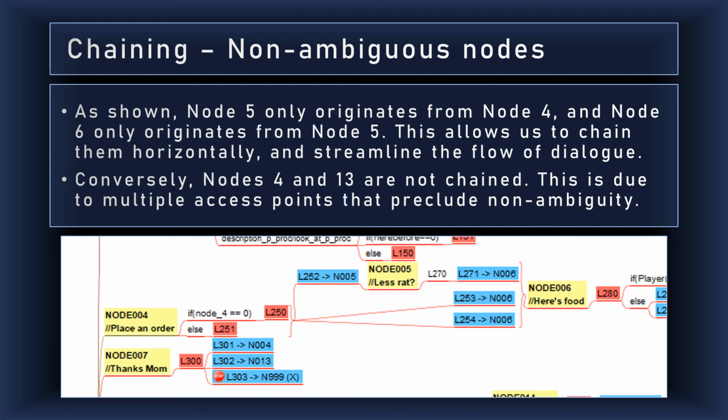Conversely, as we see here, node 4 has to start from the root, meaning that it is not non-ambiguous. It is going to have potentially multiple access points. Same thing here with node 13. I may have trimmed it down to where you can't see node 13, but it's down below a little bit. Node 7 will be another example. They are starting from the root because there are multiple places where node 4 and node 7 might be accessed. So that's going to preclude the non-ambiguity that we would need.